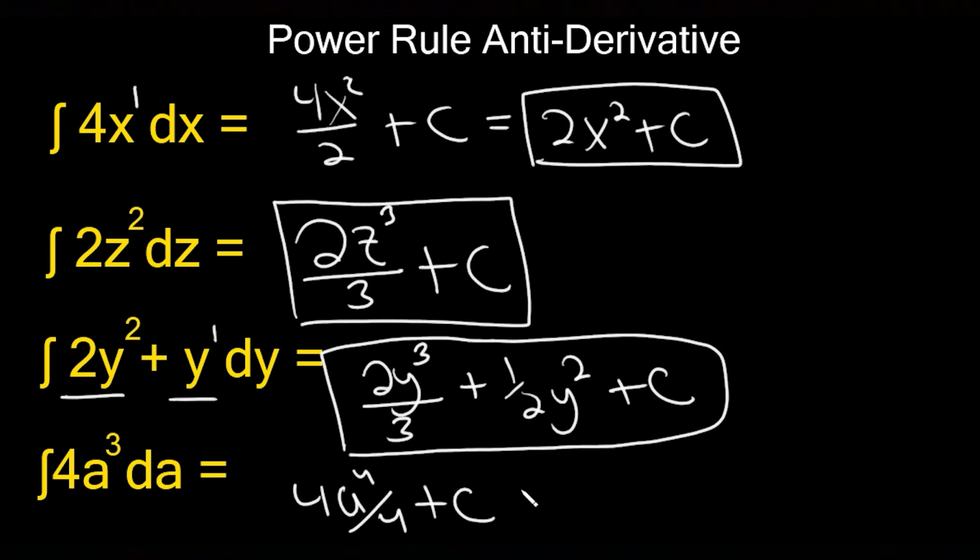And we can go ahead and simplify this down. The 4's will cancel here. So I get a to the 4th power and then plus c. And then we're done. Okay. So those were pretty straightforward. All right, let's go ahead and try some more that are a little more challenging.